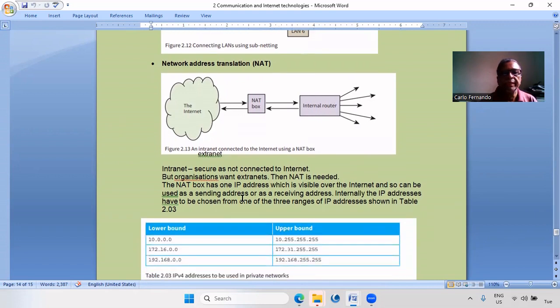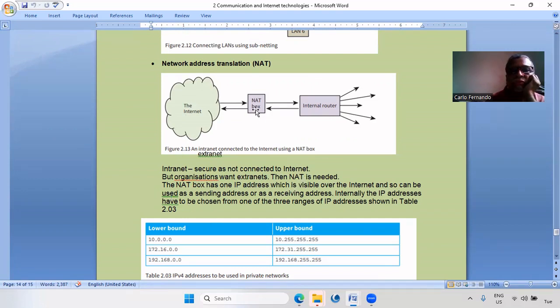Intranet is secure as it is not connected to the internet. So the definition of intranet is a local area network using internet technology. That is, you can have web pages, email, chatting, all the facilities available on the internet, using the same technology in the local area network, but not connected to the internet. Therefore, it is surely safe from outside dangers. But organizations want extranets. Then NAT is needed. Extranet is when it is connected to the internet.